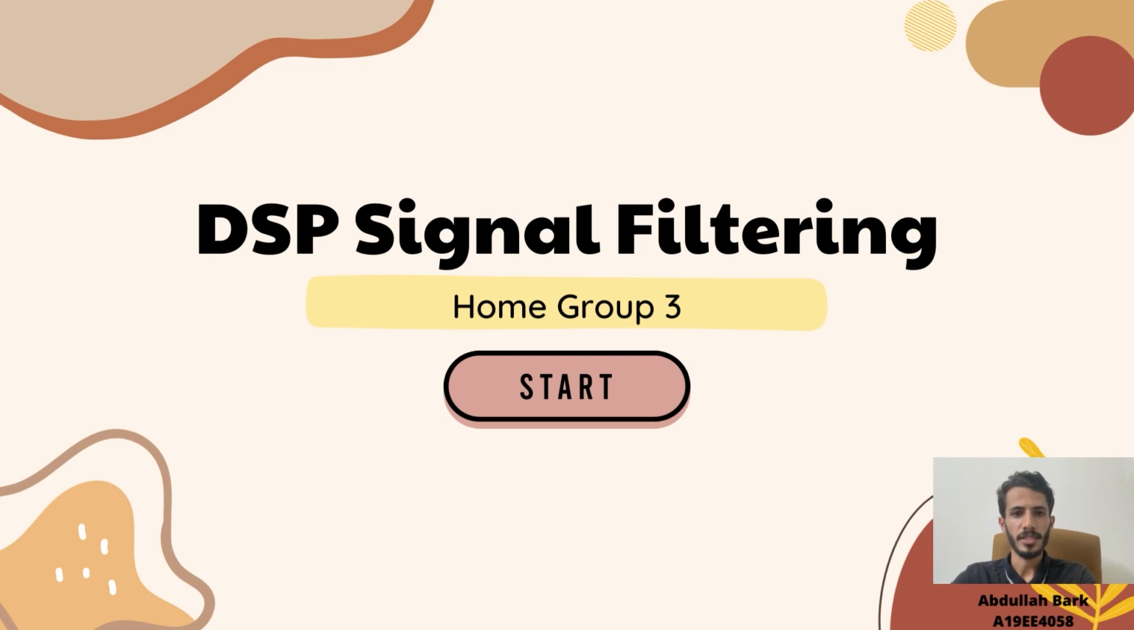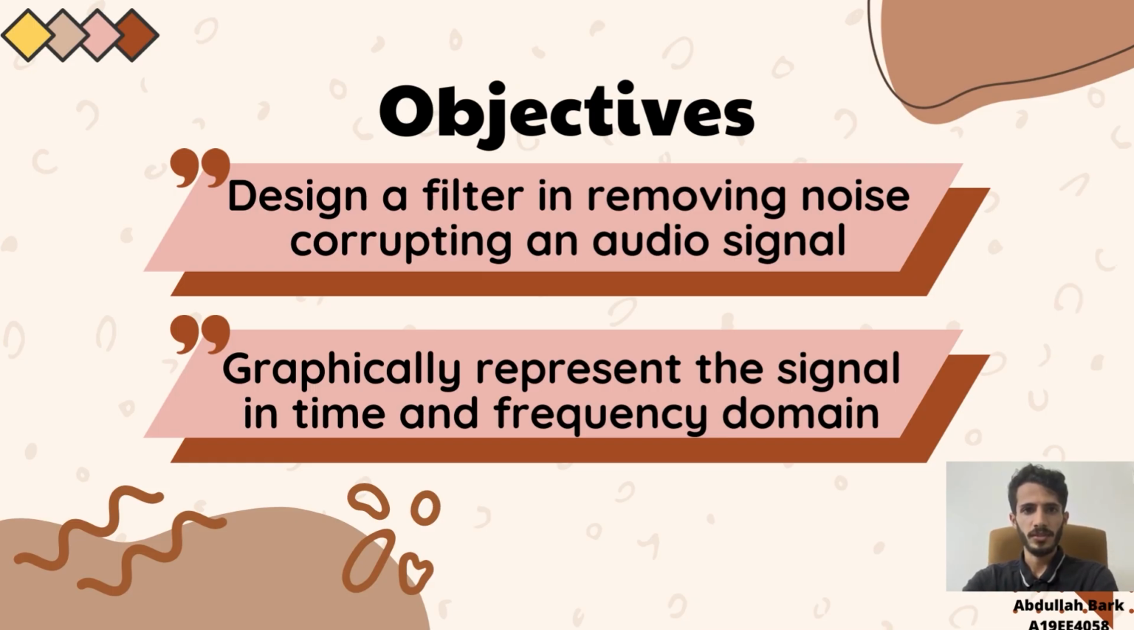In this video we will explain how the filtering process has been completed to remove noise from the audio signal. First we will start with our objectives. So the first objective is to remove the noise that is corrupting the audio signal by designing a suitable filter. And the second, we will graphically represent the signal in the time domain and the frequency domain.